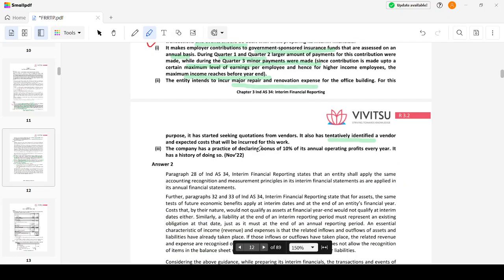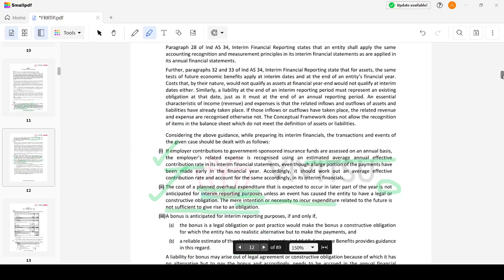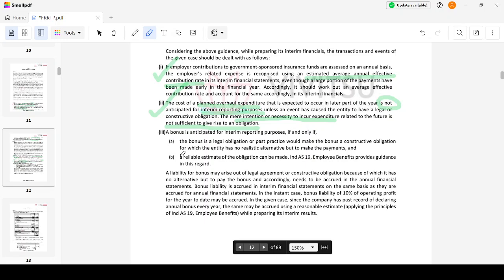The company has a practice of declaring a 10% bonus of annual operating profits every year. It has created a constructive obligation, right? So let's see the answer. A bonus is anticipated for interim reporting purposes only if the bonus is a legal obligation or a past practice would make the bonus a constructive obligation. Here it is a constructive obligation.